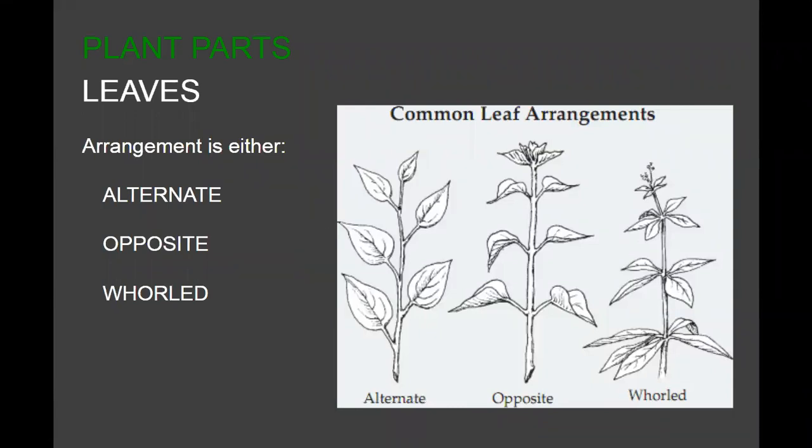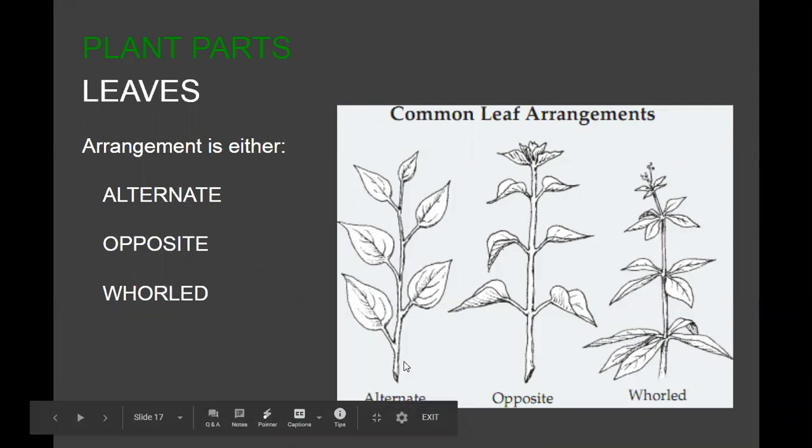Alternate means only having one leaf or branch protruding from each node. Nodes on a plant are basically these little joints, if you will, where things grow out of. You could have a branch growing out of a node. You could have leaves growing out of a node. And so here you can see that alternate spacing of the leaves growing out of every little node.